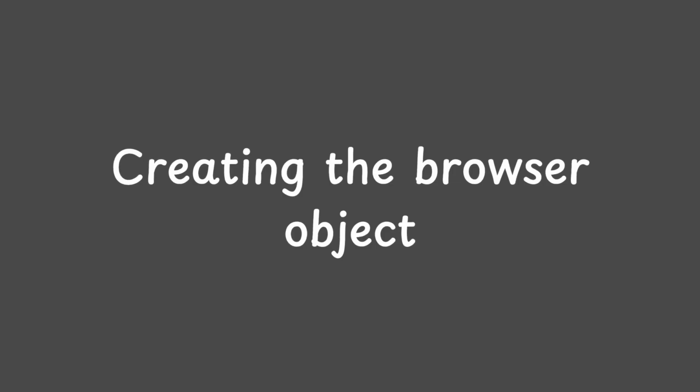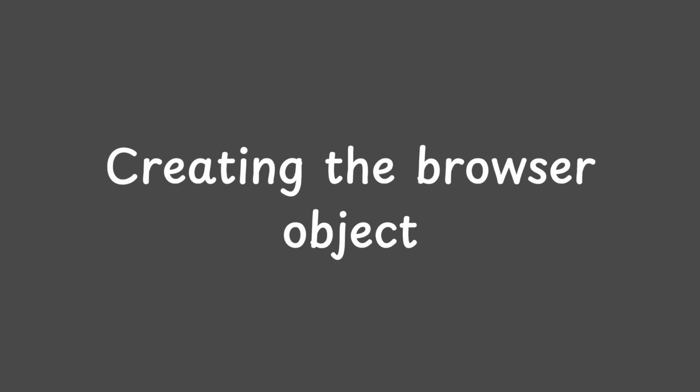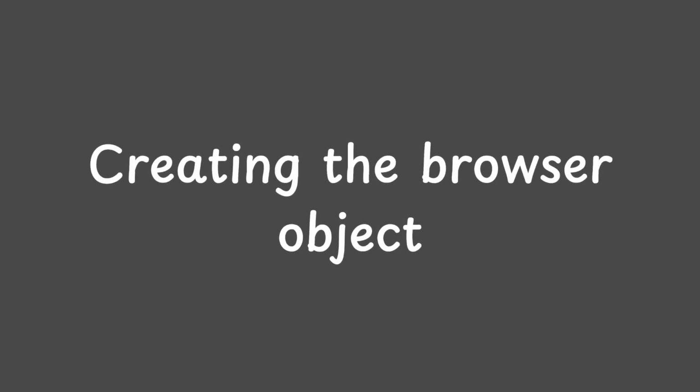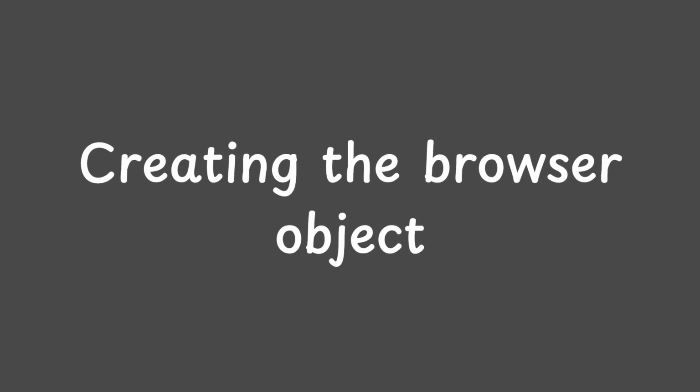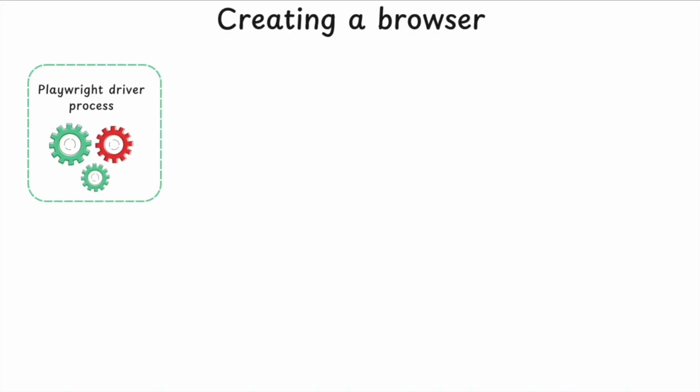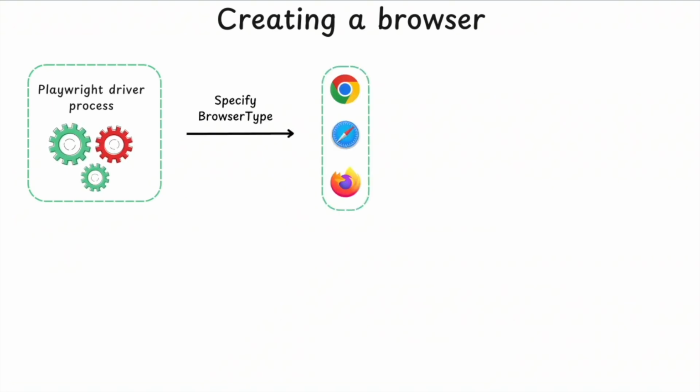So if we're using a test framework like Playwright, chances are we're testing a web application. To test a web app, we're going to need a browser so that we can navigate to the website and interact with it. The first step to creating the browser is to create a Playwright object. And this Playwright object provides methods that allow us to launch the Playwright driver process that we can then use to create a browser type object.